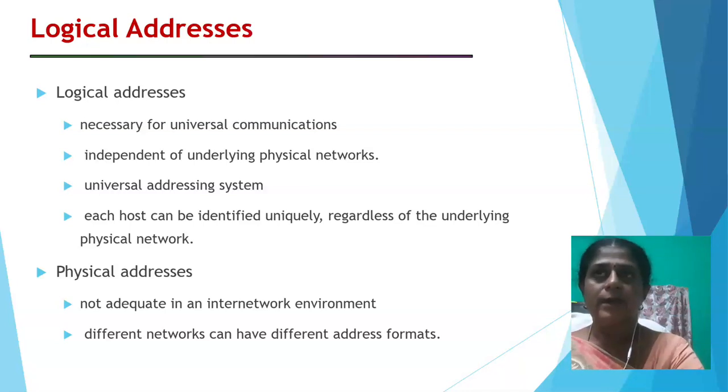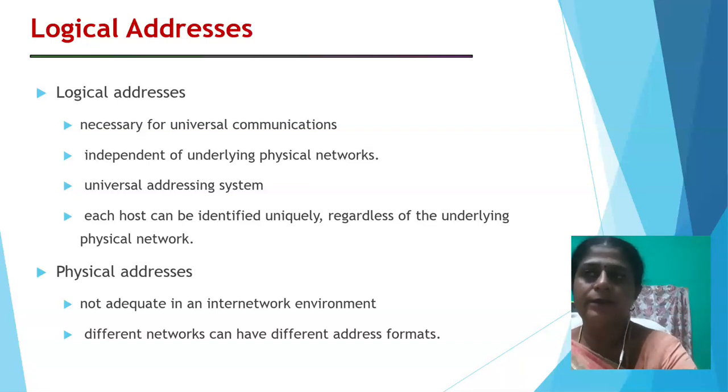So logical addresses are necessary in universal communication. If I have to communicate with a system located in California or Nigeria, I need this logical address, because I am in my network and my network is connected to my service provider's network, and my service provider's network is connected to India's entire network, and India's network is connected to California's network, and again from California it is to one service provider and then to the destination to whom I want to send the message. So I need a universal communication.